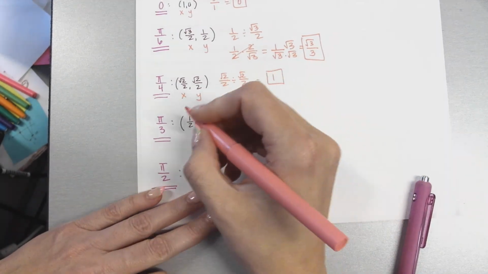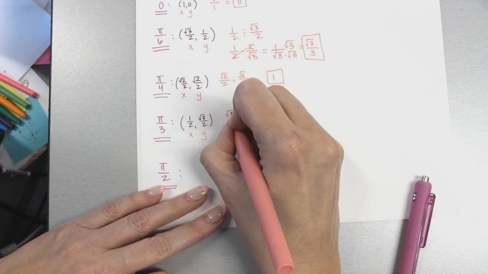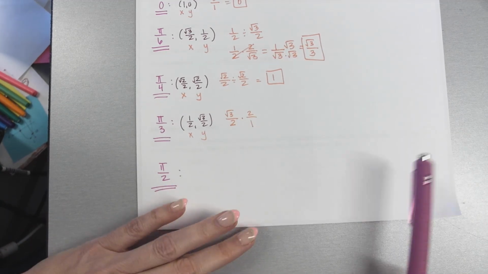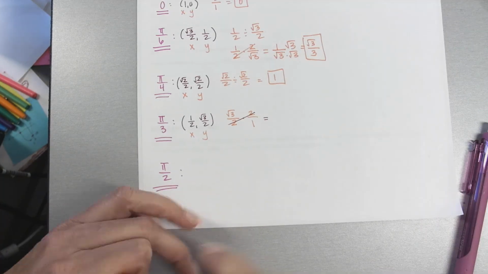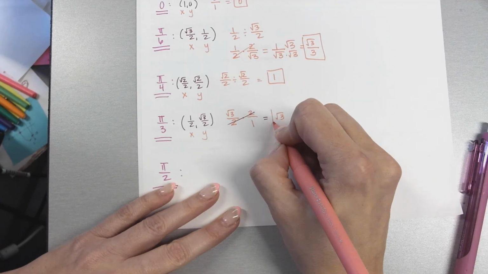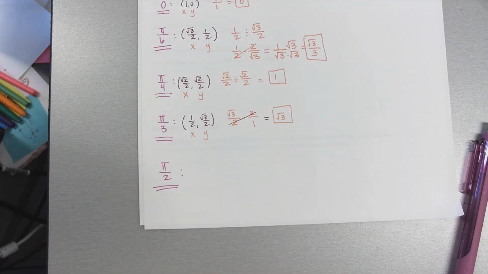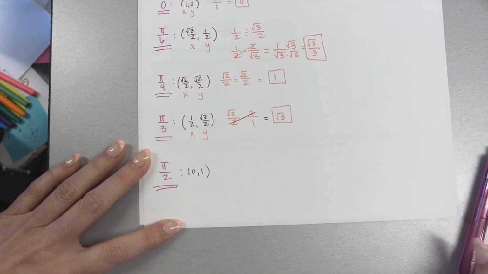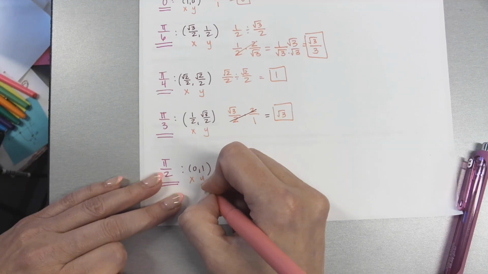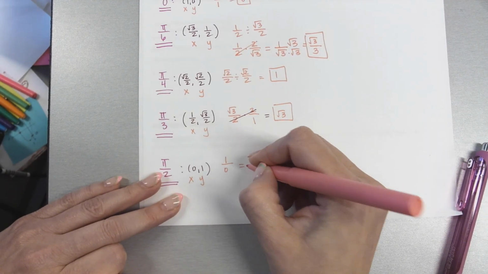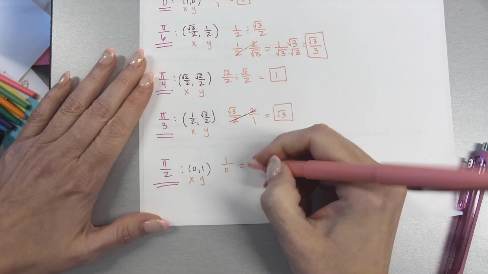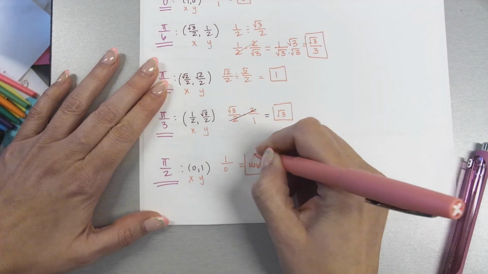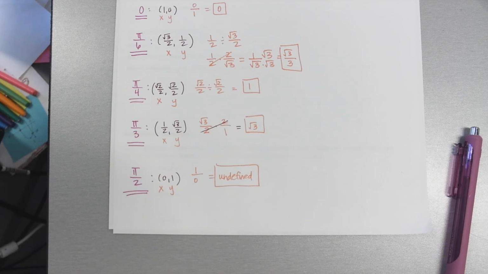Okay, so when we set that up, it's keep, change, flip. And if you want to do that right away, you are welcome to. And then when you simplify, you just get root 3. Okay, now pi over 2, your point is 0, 1. So you have your x and then your y. So when you do 1 divided by 0, what is our solution? Undefined. Okay, so the tangent does have a few places on the unit circle where it is undefined.